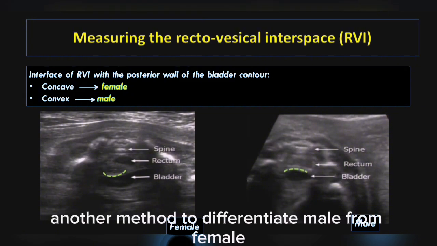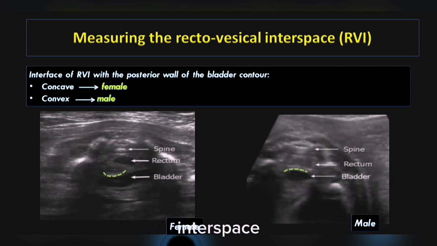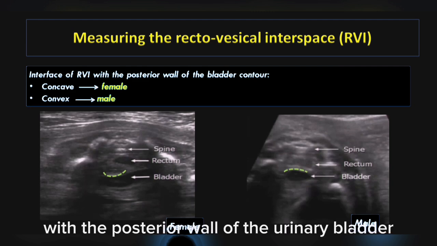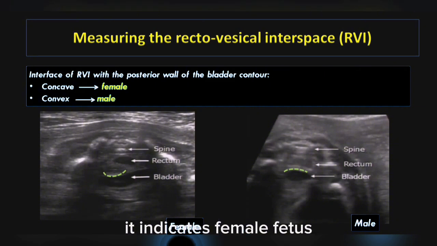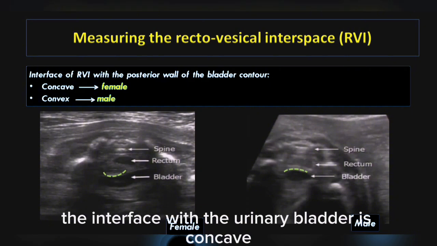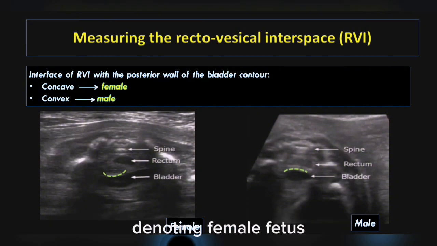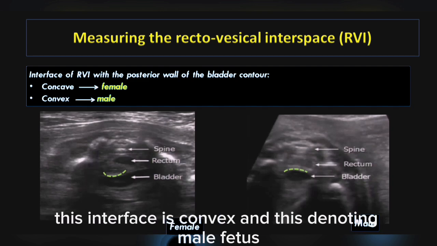Another method to differentiate male from female is by looking at the interface of the rectovesical interspace with the posterior wall of the urinary bladder. If this interface is concave, it indicates a female fetus. If this interface is convex, this denotes a male fetus. So on the image on the right side of the screen, the interface with the urinary bladder is concave, denoting a female fetus. On the image on the left side of the screen, this interface is convex, denoting a male fetus.